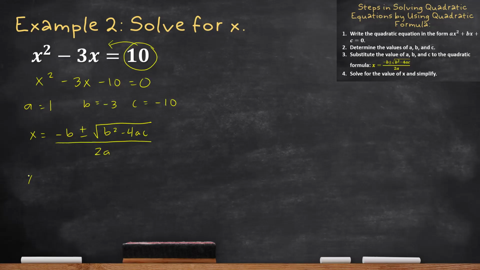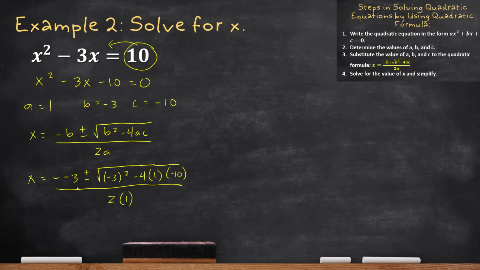So we have x equals negative b, so negative, then negative 3, right? Negative 3, plus or minus the square root of b squared. b is again negative 3 squared, minus 4 times a, which is 1, and then c, which is negative 10, all over 2 times a, which is 1.